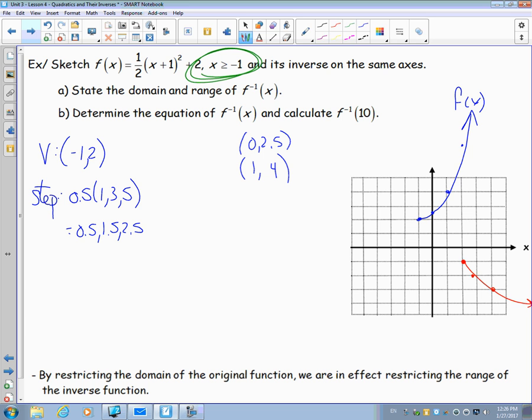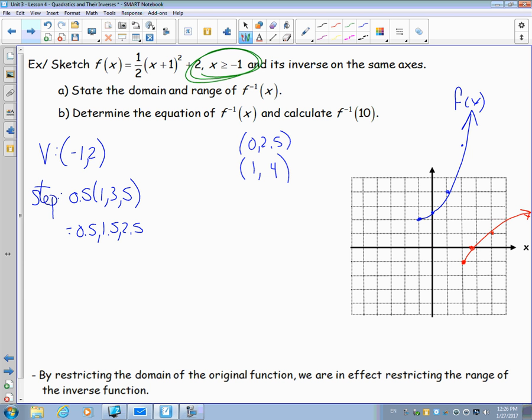Oops, you know what? I messed that up. Went the wrong way. Sorry, our vertex is 2, negative 1. There. I went the wrong direction. I should go to the left, sorry. 2.5 and 0, and then a left 1 and up 1.5, and left 1 up 2.5. I went the wrong way and my head was turned sideways. Okay, there's your inverse.